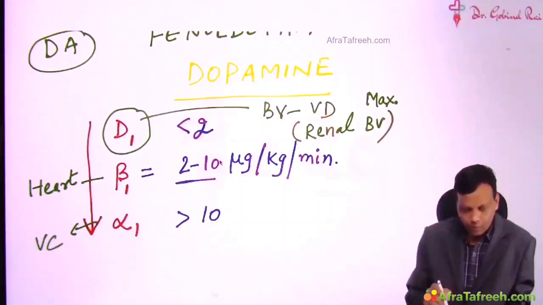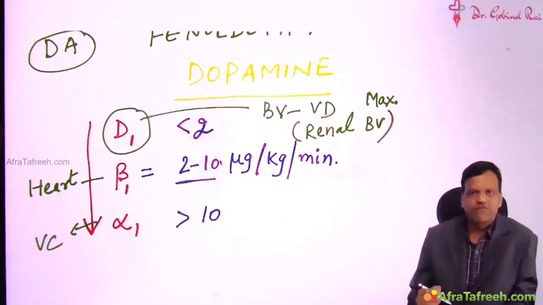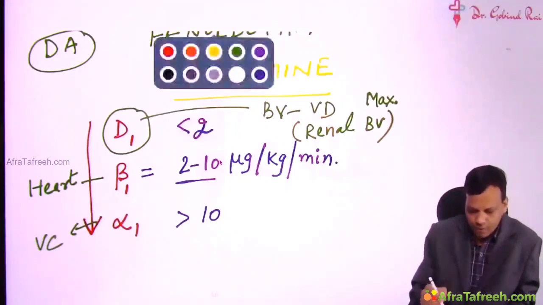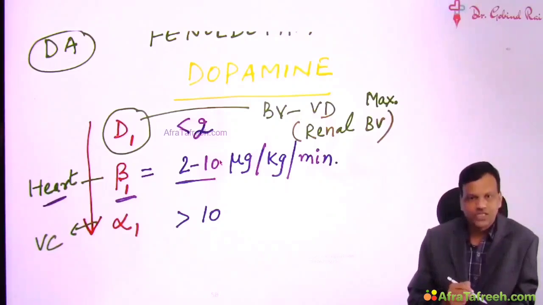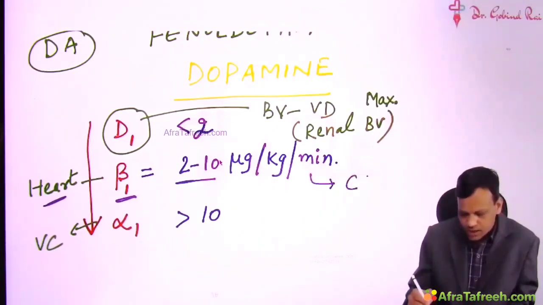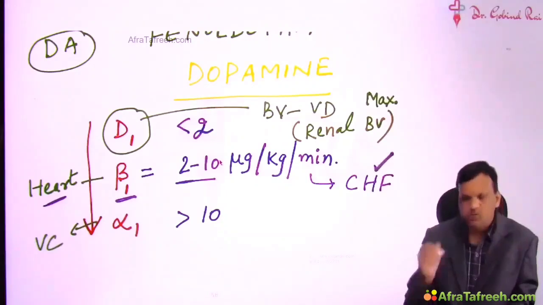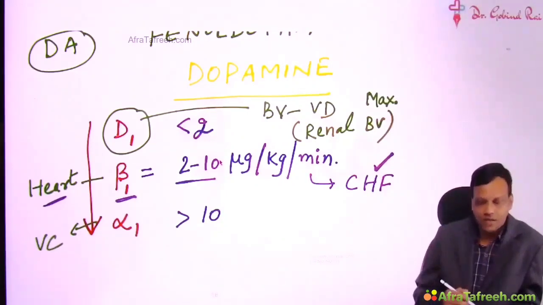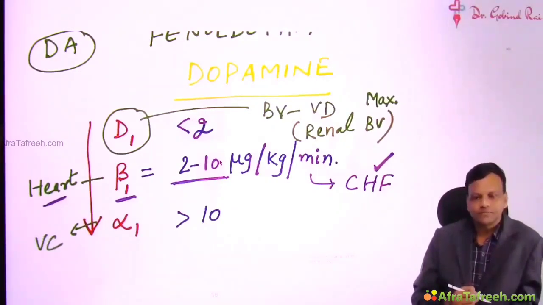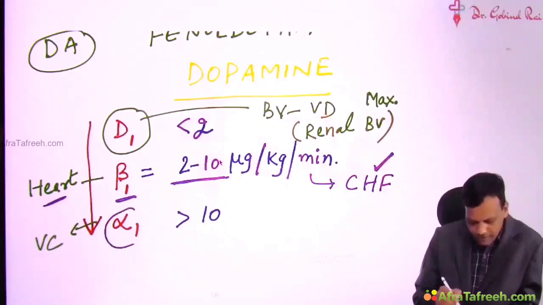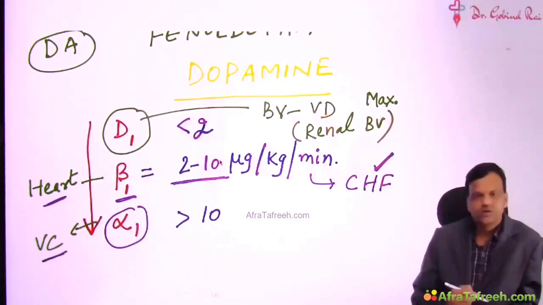So when we give dopamine, it can stimulate D1, beta 1 and alpha 1. Based on that, we can find the uses of dopamine. Dopamine stimulates the beta 1 receptors, which means it will stimulate the heart. So in which condition will we want to stimulate the heart? Yes, we want to stimulate the heart in congestive heart failure. So dopamine is used in congestive heart failure and the dose of dopamine will be 2 to 10 microgram per kg body weight per minute. Now dopamine can also stimulate the alpha 1 receptor which will cause vasoconstriction. So in which disease will we want to cause vasoconstriction?